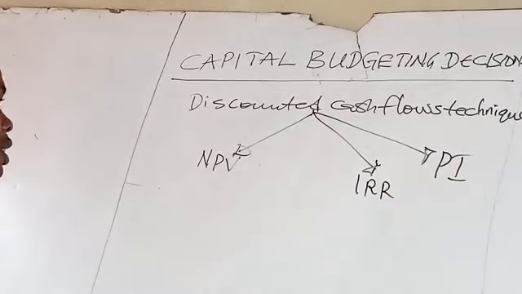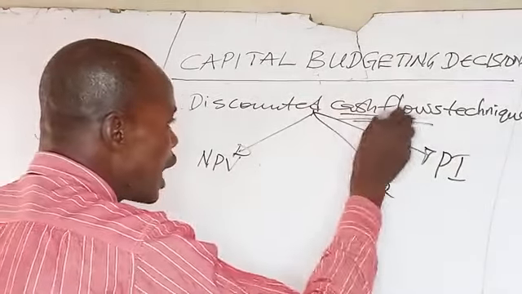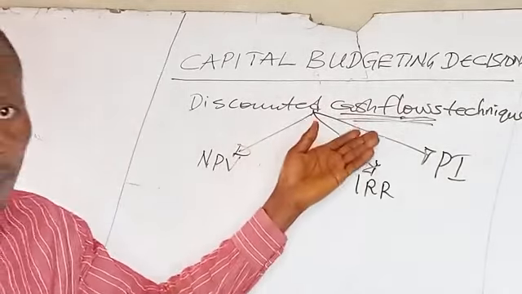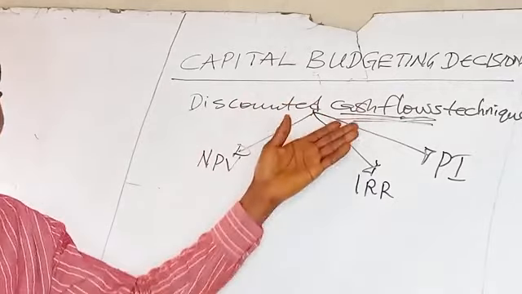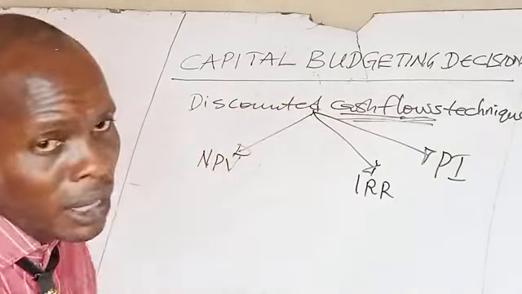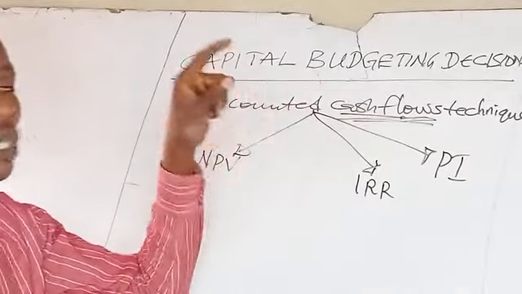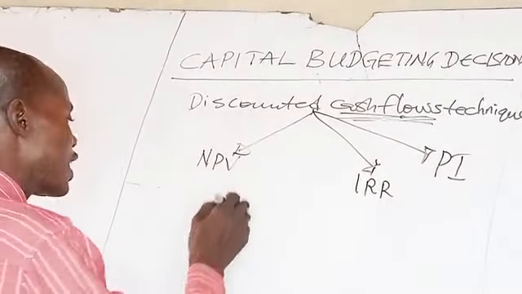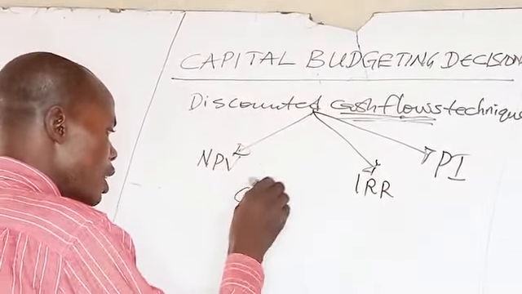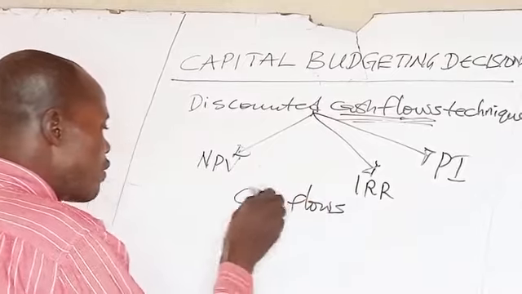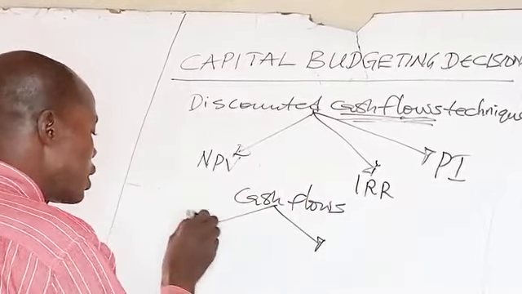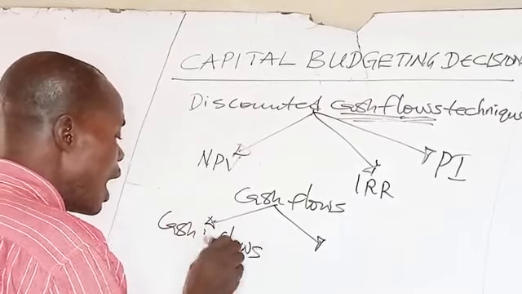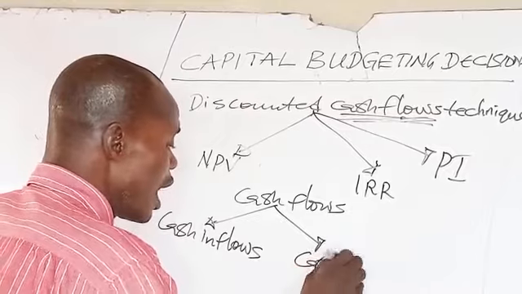So, discounted cash flows techniques. As the name implies, we have cash flows here. Cash flows will be used, not the accounting profit, unlike the accounting rate of returns, where accounting profit will be used. But under this method, we'll be making use of cash flows. There are two types of cash flows: cash inflows and cash outflows.